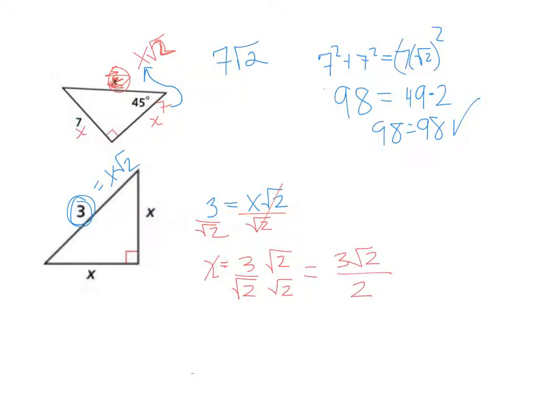Any radical times itself will cancel to the whole number. So radical 7 times radical 7 is 7. Radical 10 times radical 10 is 10. So this is actually the final answer for x. And since a 45, 45, 90 is isosceles, this is also x, 3 radical 2 over 2.